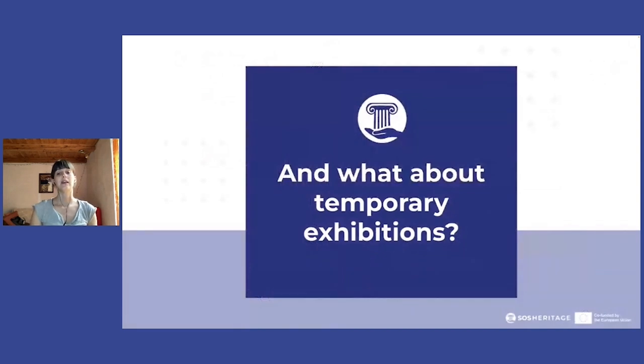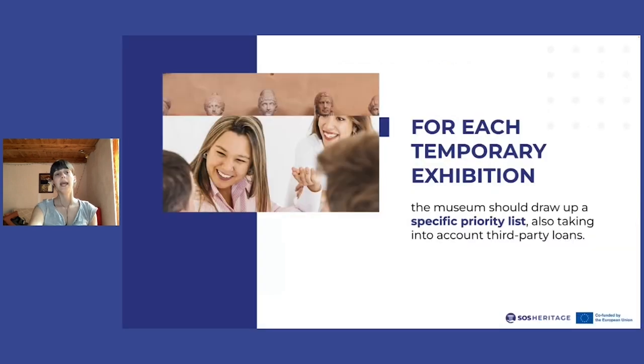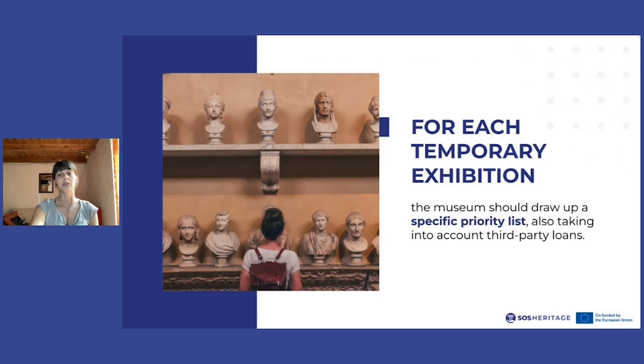So, how do you behave in case of temporary exhibitions? How do you prioritize if the museum where you work organizes several temporary exhibitions during the year, or even works only with temporary exhibitions and does not have a permanent collection on display? It will be essential for each temporary exhibition that the museum creates a specific priority list that takes into account the priority works of the museum as well as the artworks that are on loan at that time. The priority list, therefore, is a document which may undergo variation over time and which should guarantee a good level of flexibility and adaptation to specific situations.